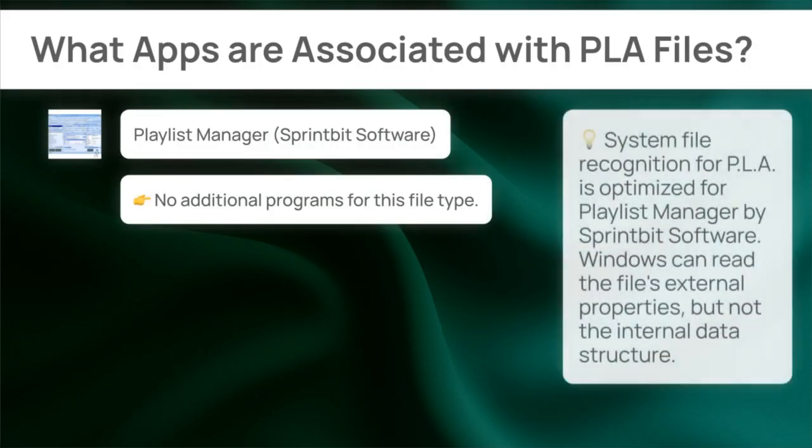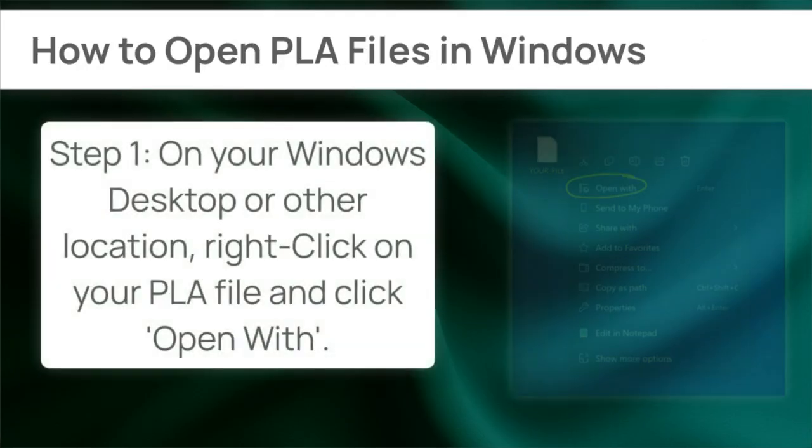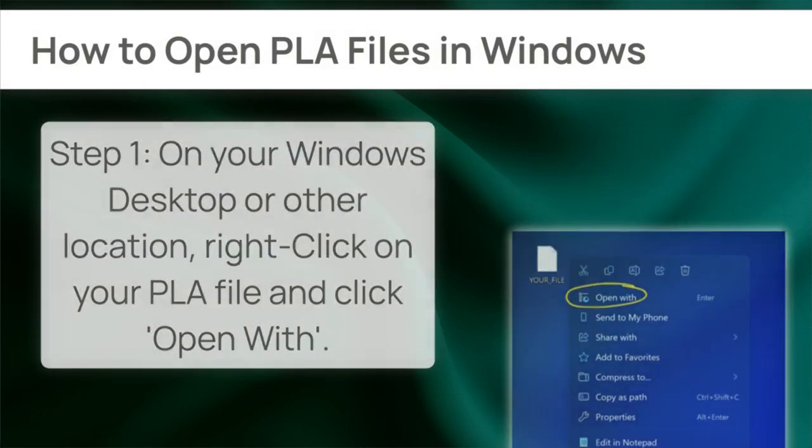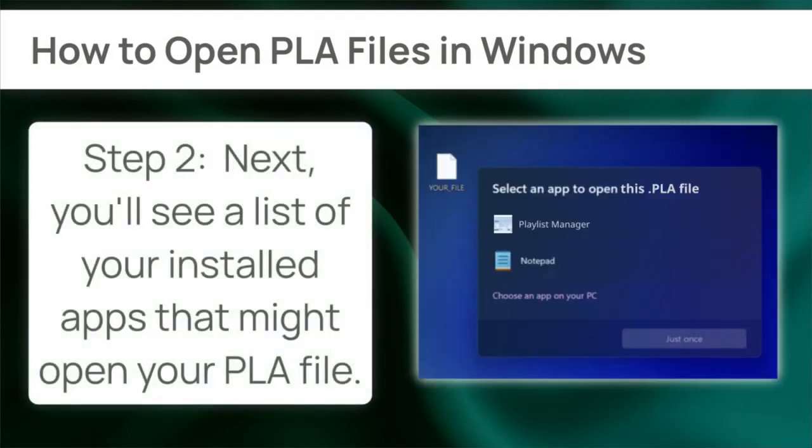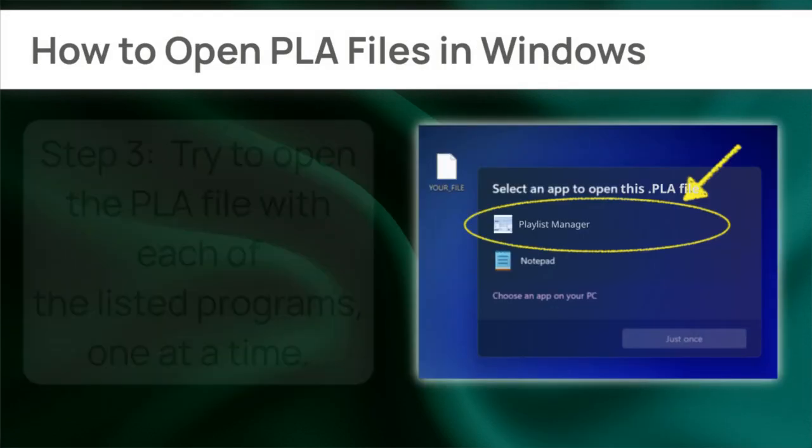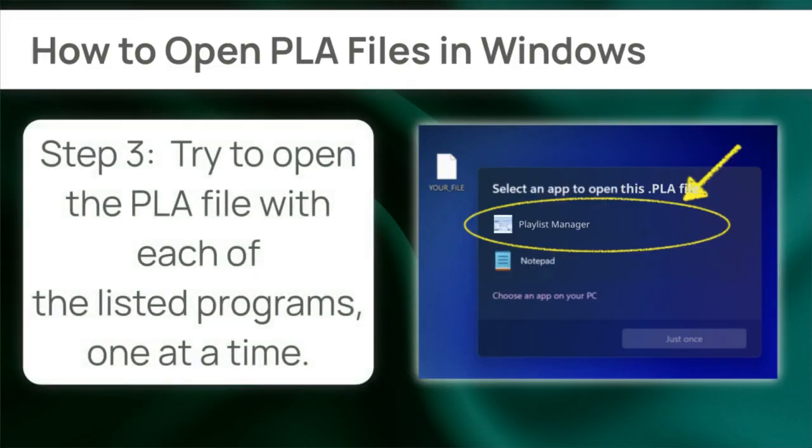The simple text-based structure is handled poorly by standard Windows applications. Windows provides playback but lacks the full toolbox needed for precise audio adjustments. We are performing a vital system software check. Right-click your PLA file and choose Open With. Test with Playlist Manager first. If it's missing, select another program. The fix is often a simple software switch.